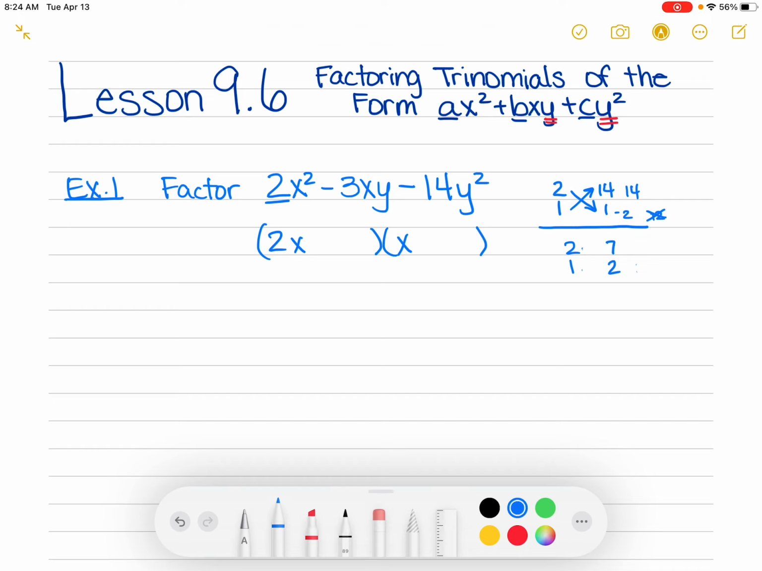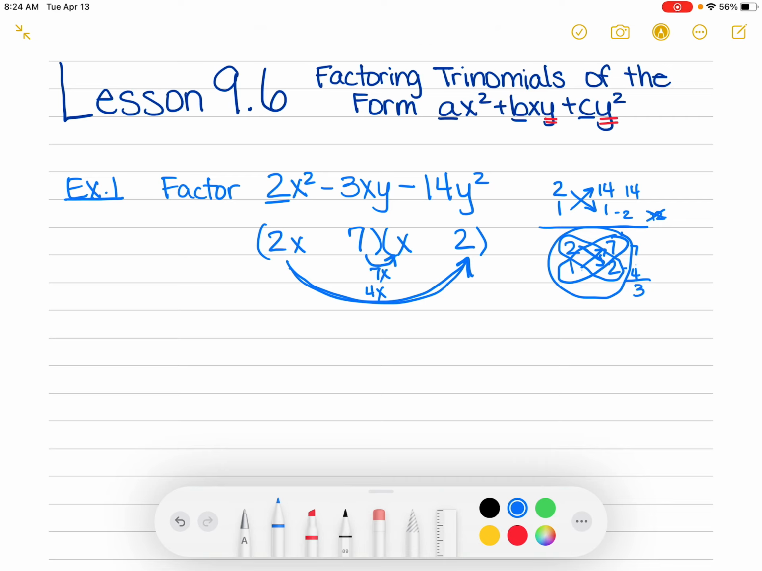So let's test the other way. 2 times 2 is 4, and 1 times 7 is 7. Now, do those subtract to make 3? Yes, they do. So this is what I'm going to use. I'm going to make sure that my 2 is going to multiply with my 2, so that means I have to have the 2 here. See how I made 2 times 2? That's going to equal my 4x. And then over here I'm going to have 7 and 1. This is my 1, it's just not showing. So my 7's going to go there so that those match up.